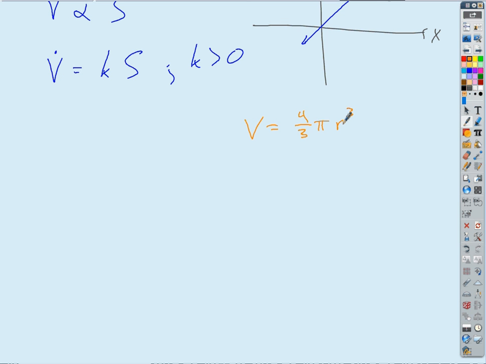Okay, what if I differentiate implicitly with respect to t? What am I going to get on the left side? V dot. What am I going to get on the right side?